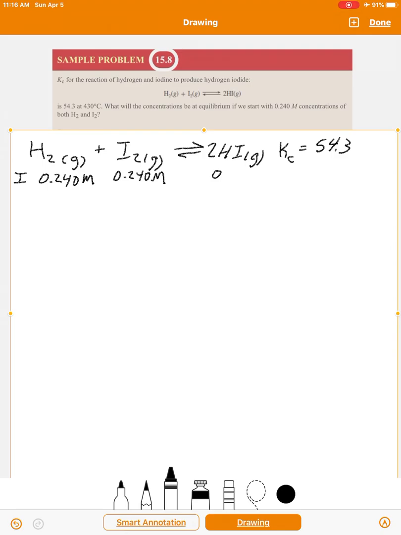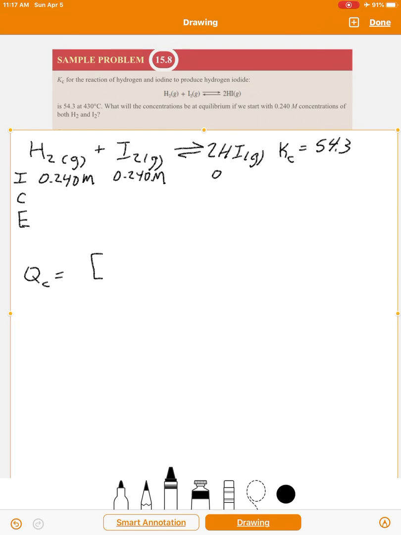Okay, so what do we do here? It says, what will the concentrations be once we reach equilibrium? What will the concentrations be at equilibrium if we start with 0.240 molar concentrations of both H2 and I2, sorry. Okay, so this is going to be one of those initial change equilibrium problems. So here's what we're going to do. First step, calculate Q.